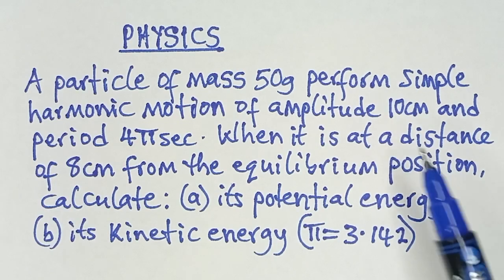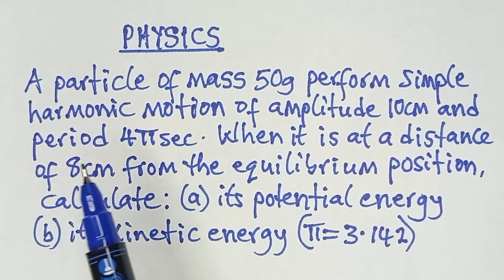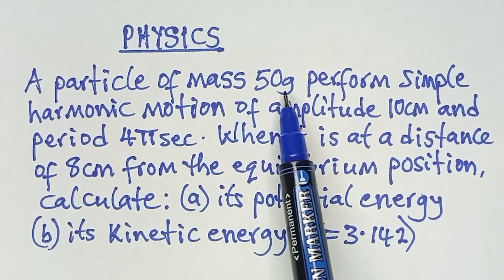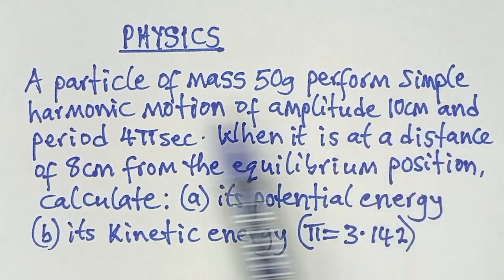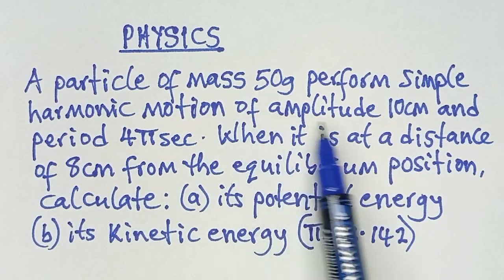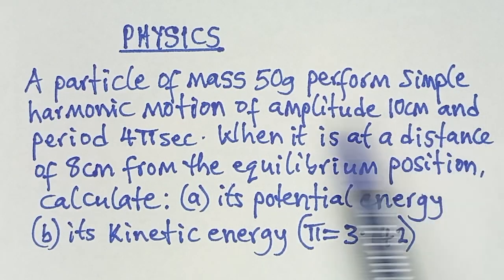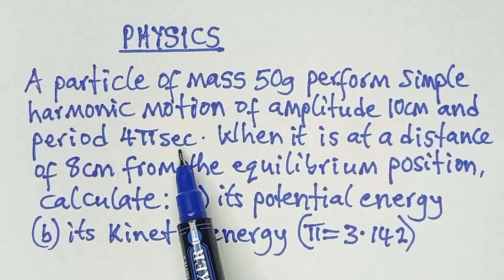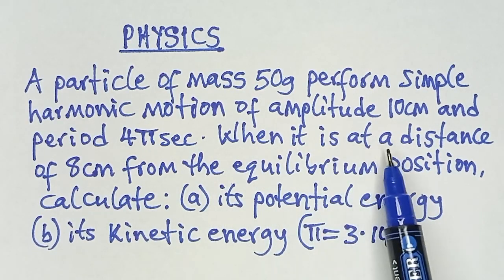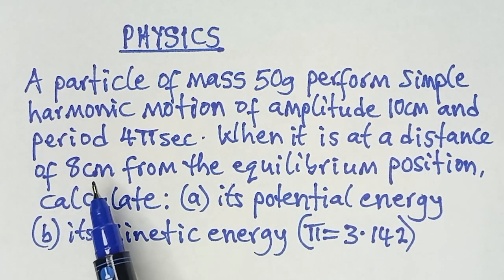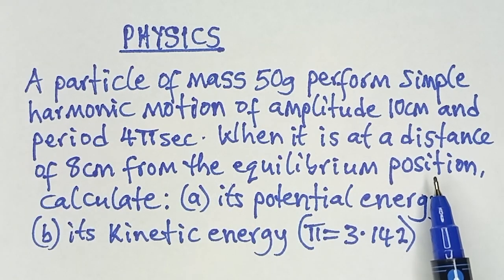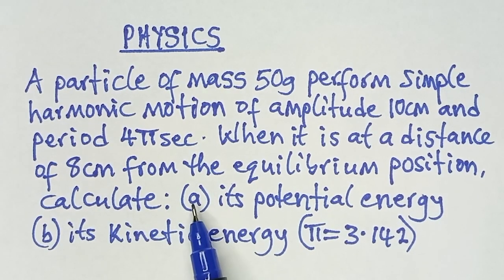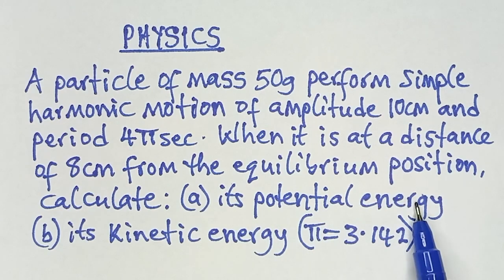Hello, you are welcome. The question here says a particle of mass 50 gram performs simple harmonic motion of amplitude 10 cm and period 4 pi seconds. When it is at a distance of 8 centimeter from the equilibrium position, calculate A, its potential energy, and B, its kinetic energy. And we are given pi as 3.142.